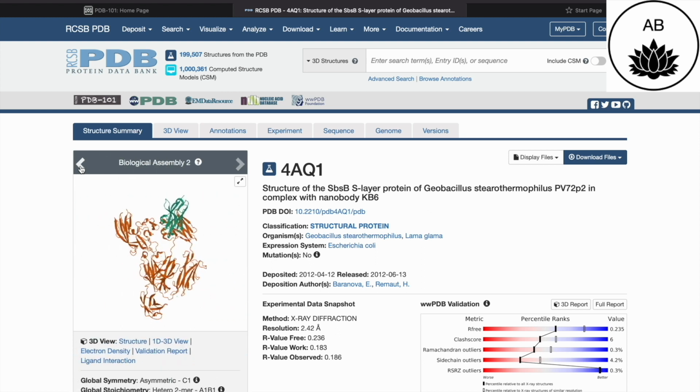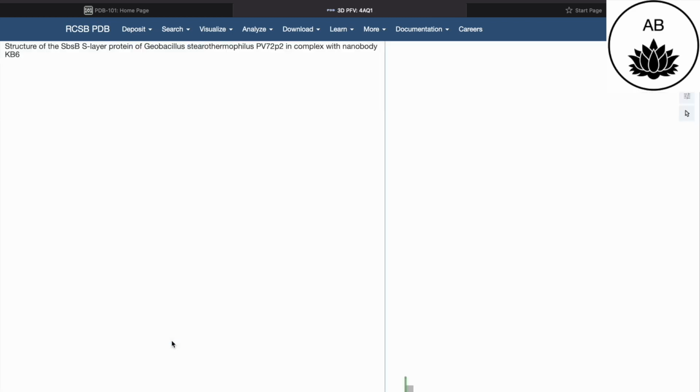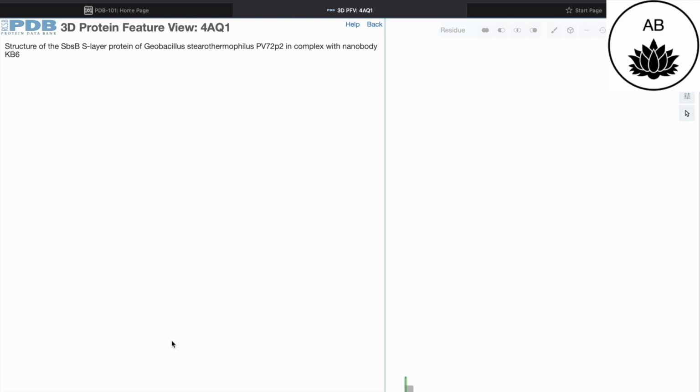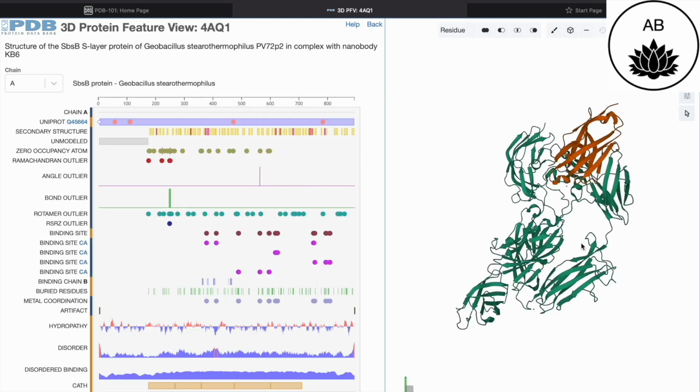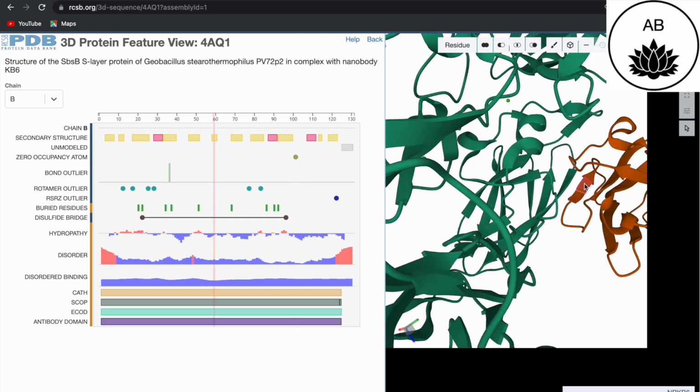So if you click on this 1D 3D view, you will be able to see the structure in three-dimensional view in the PDB's site itself. So here it is. Now let me just show you something. If you hover your cursor along the structure, like if I hover along the residue stretches that are very near to the antigen, you could say that they are forming part of the interface. I'm talking about these residue stretches.